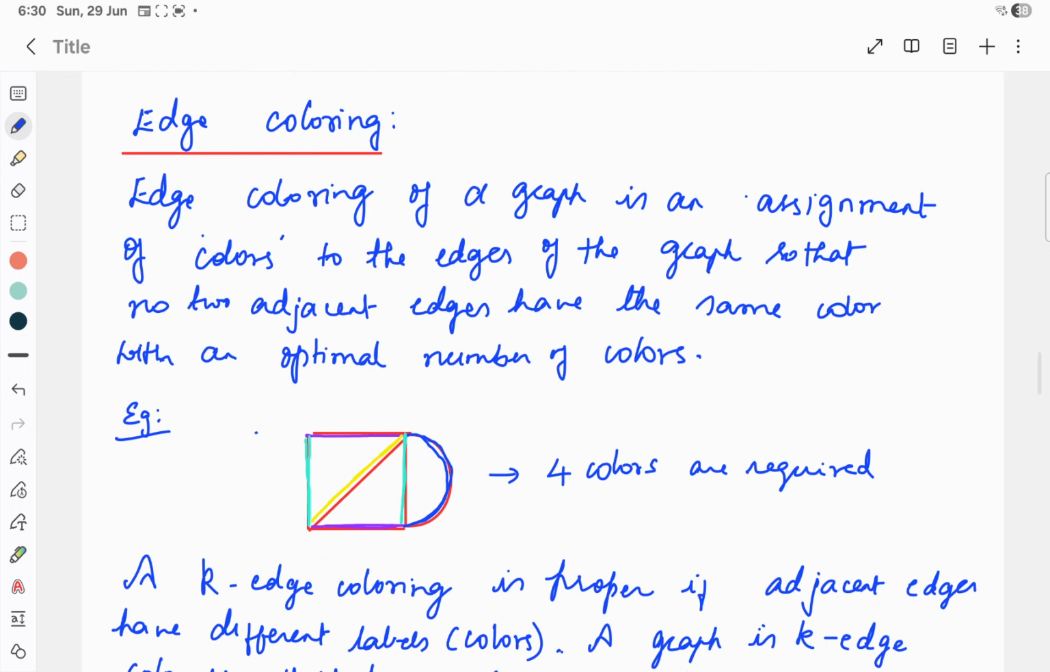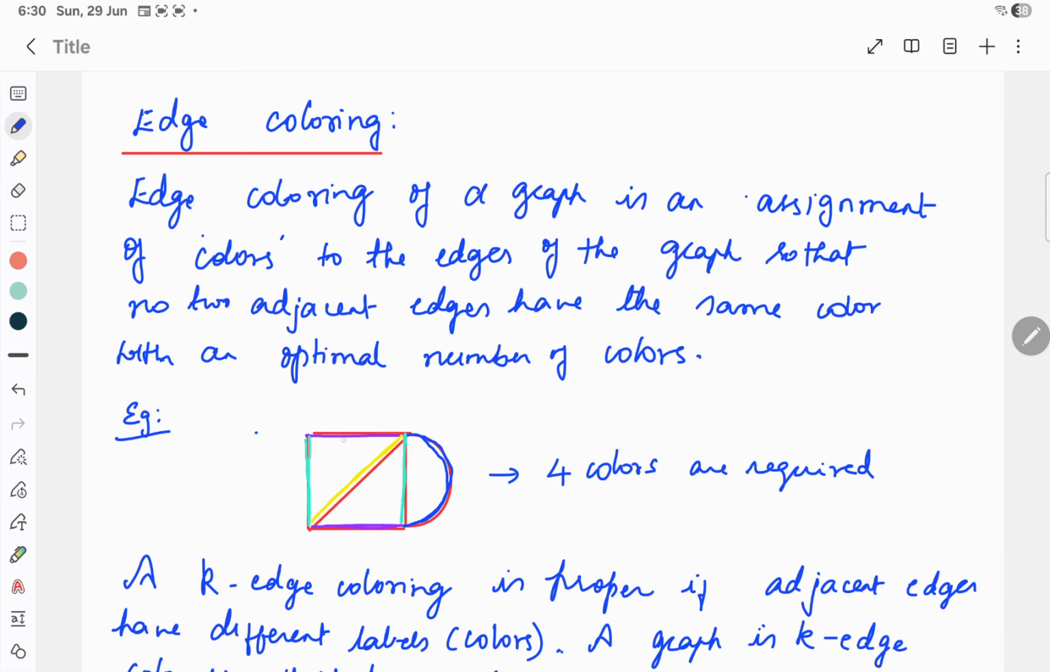Let us now define the edge coloring. Edge coloring of a graph is an assignment of colors to the edges of the graph so that no two adjacent edges have the same color, with the optimal number of colors.